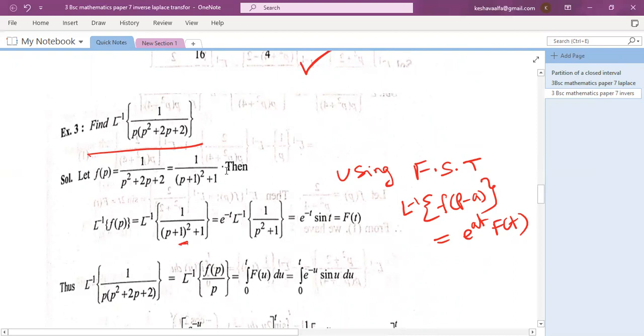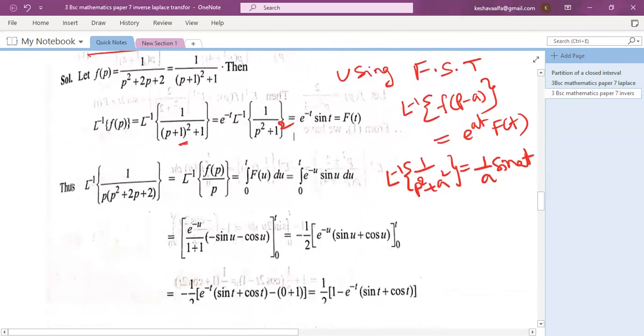Again, the basic formula: L inverse of 1 by (p square plus a square) is equal to 1 by a sin at. So L inverse of 1 by (p square plus 1), where 1 can be written as 1 square, is 1 by 1, that is 1 sin t. So e power minus t sin t. So L inverse of 1 by (p square plus 2p plus 2) value is e power minus t sin t.